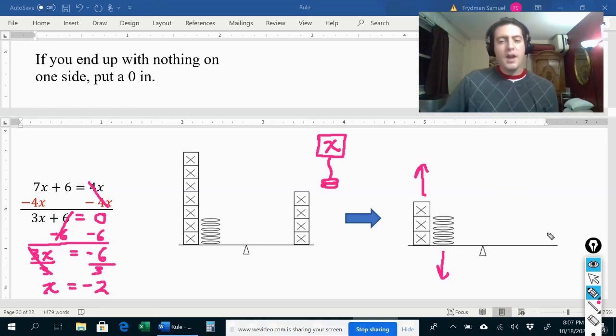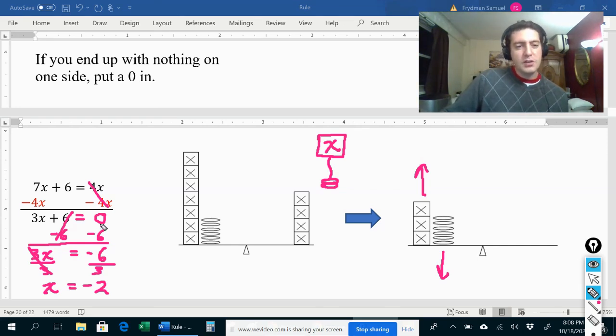I don't need you to worry too much about thinking of a negative x box as a balloon going up. The only point that I really wanted to make there was that if you cancel this out and then you have nothing left on the side, you need to put something there. So don't forget to copy the equal sign down just like you normally do, and put a 0 there. And then you can continue solving the equation from there.